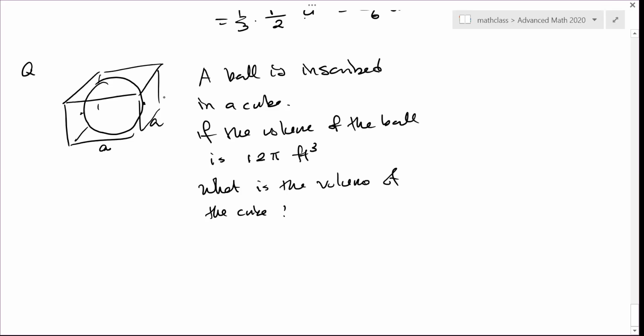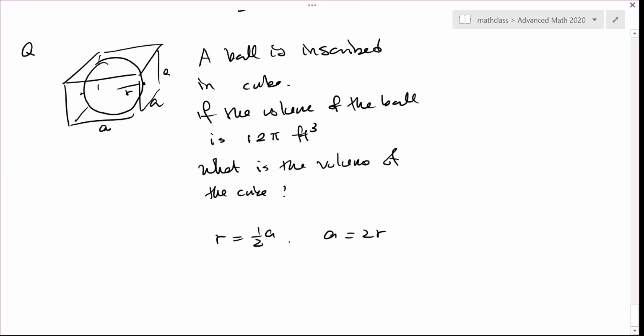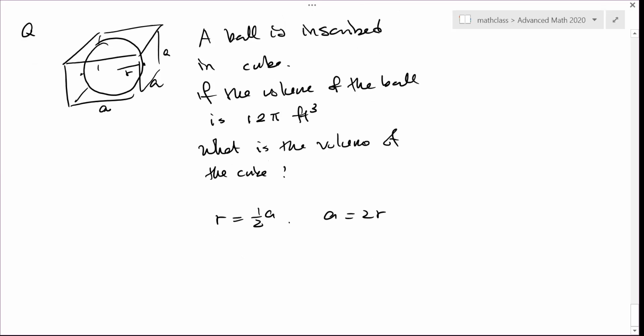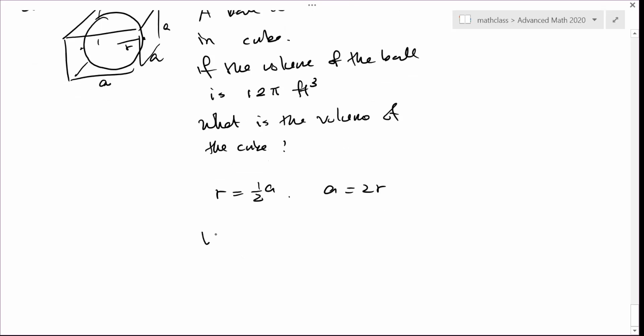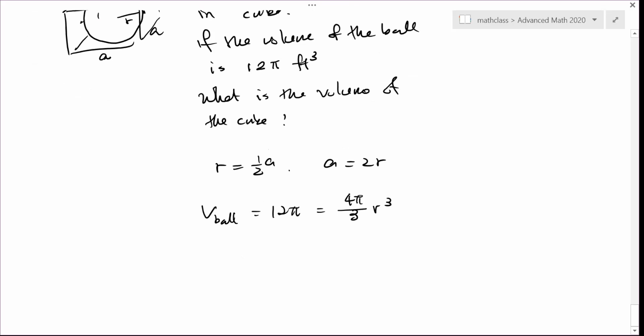Okay, so this side is A, this side is A. It's a radius R, right? Clearly, R is going to be half of A, or A equals double the radius. Got it? So all you have to know is about the radius. So the volume of the ball is going to be 12 pi. But that is going to be 4 pi over 3 R cubed, right?